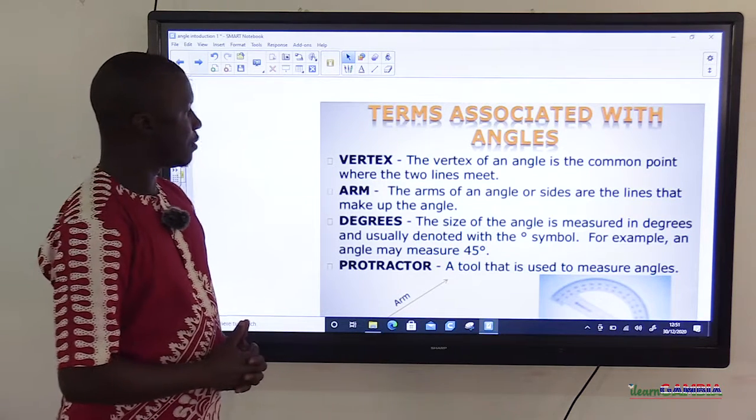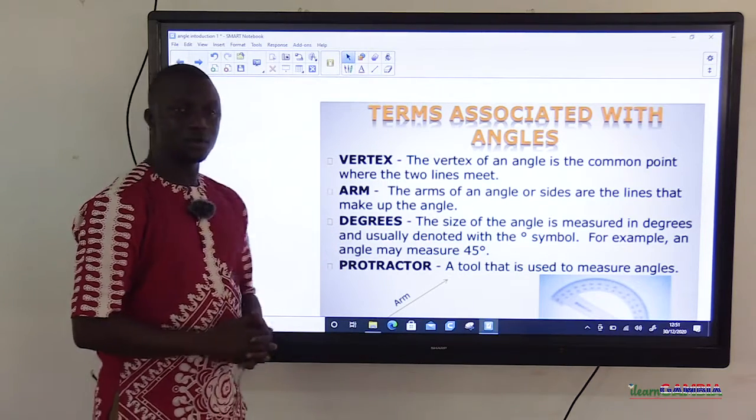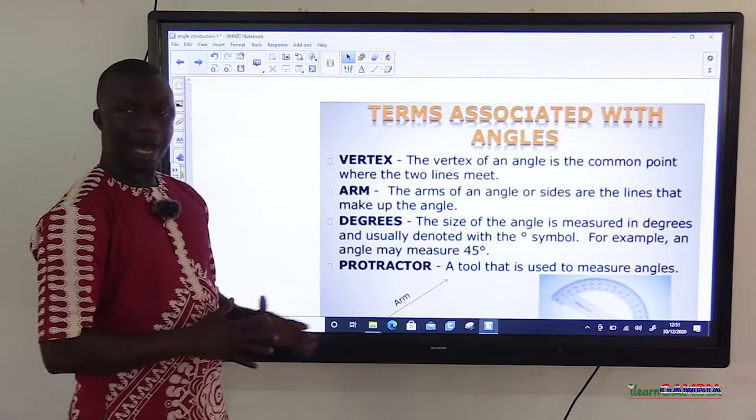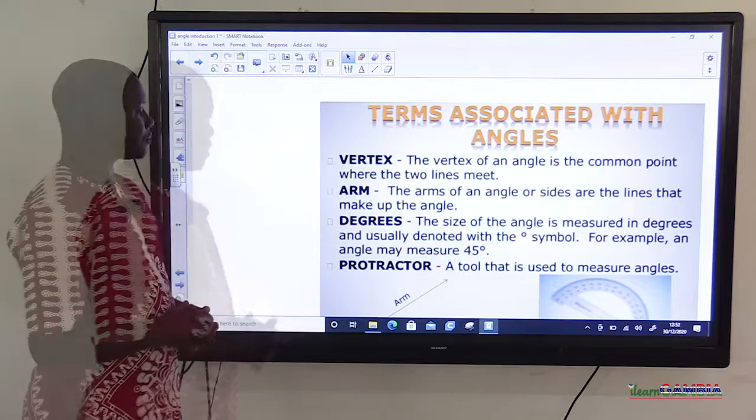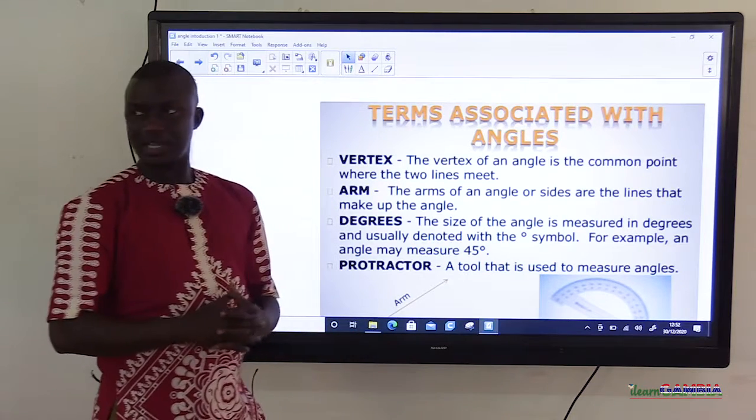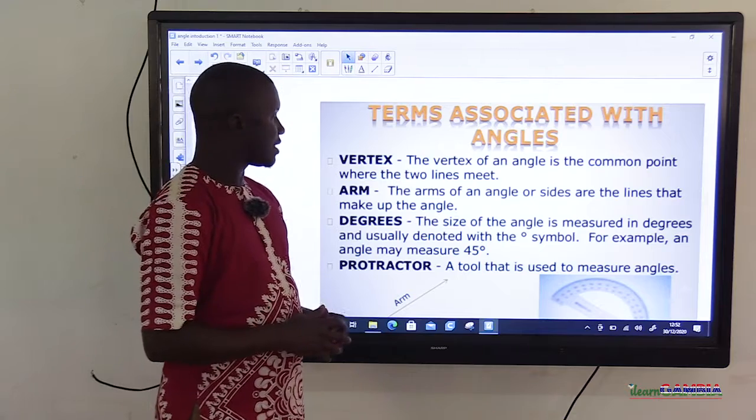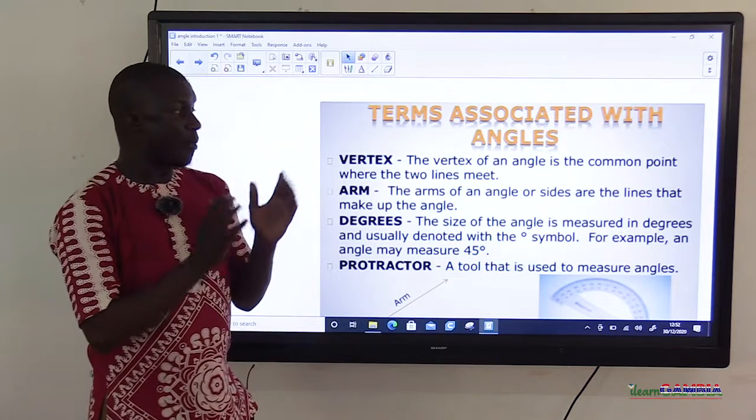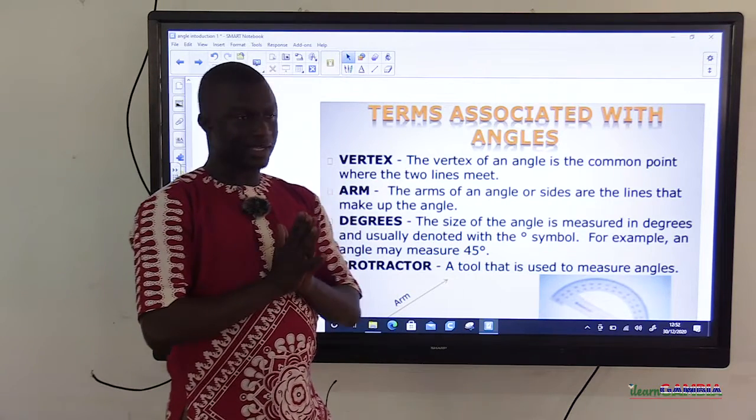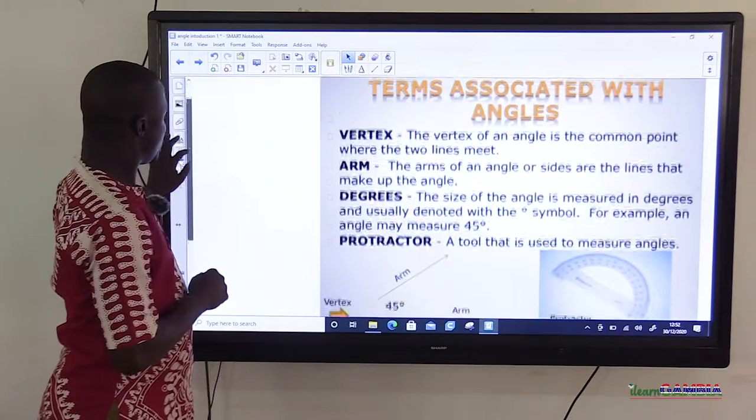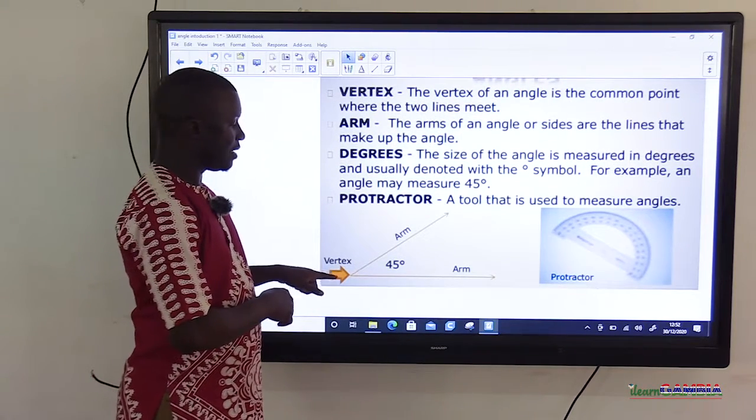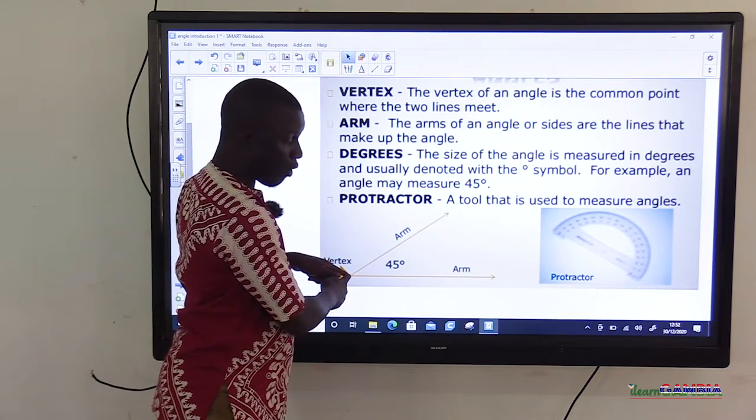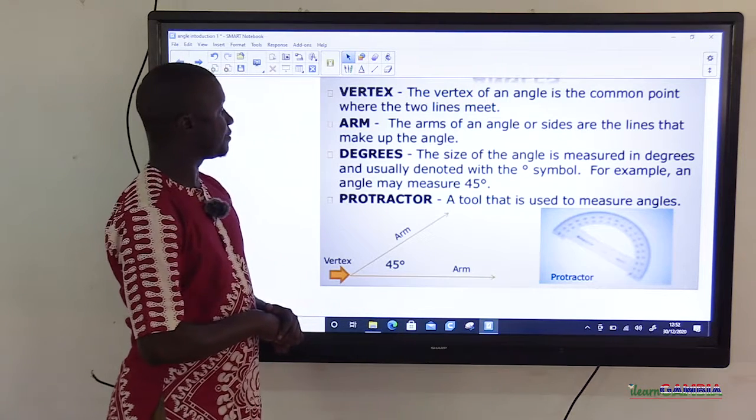Terms associated with angles. Of course, when we talk about angles, we will talk about the vertex, the arm, and the degrees. So here we are defining each term associated with an angle. A vertex. What is a vertex? The vertex of an angle is the common point where two lines meet. Where the two lines that form an angle meet is called the vertex. This is an arm, one line, another arm. They share a common starting point here, and this is called the vertex.